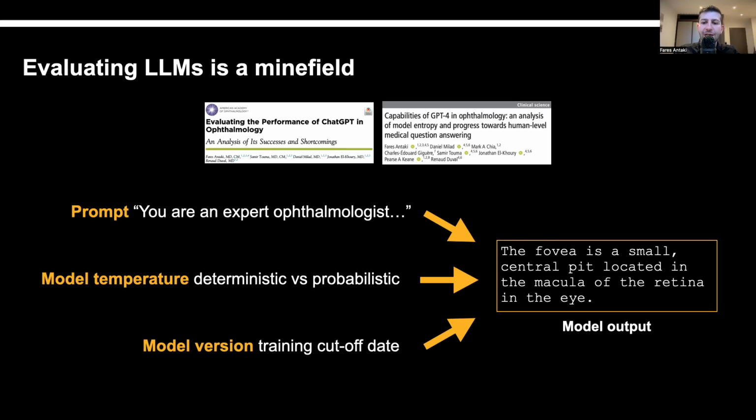However, it's important to note that when we present those data and those findings, we're presenting a snapshot of results at a given time. These findings may not generalize due to changes in the models over time. In fact, it's becoming more and more evident that evaluating LLMs is a minefield. Performance is highly related and tightly related to the prompt used, the model settings and temperature, as well as the model version and training cutoff date.